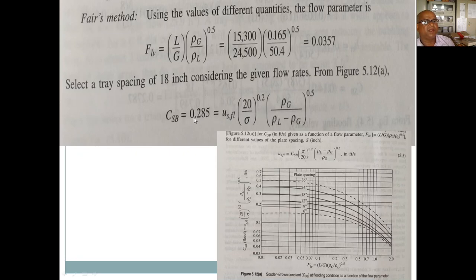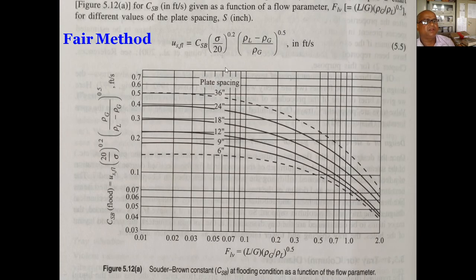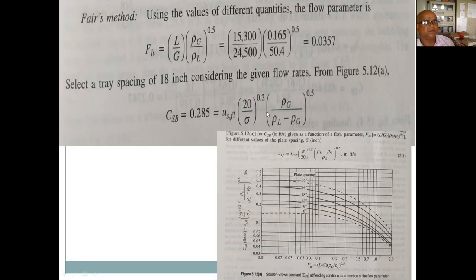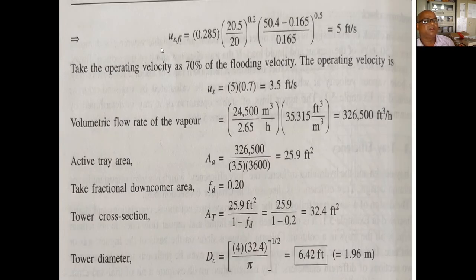Okay. So from there, through this equation, you will get CSB equal to this in this part. So this is equal to this divided by this part. Okay, so that's why it is like this. Then from this thing, you can calculate the flooding velocity, that is 5 feet per second.